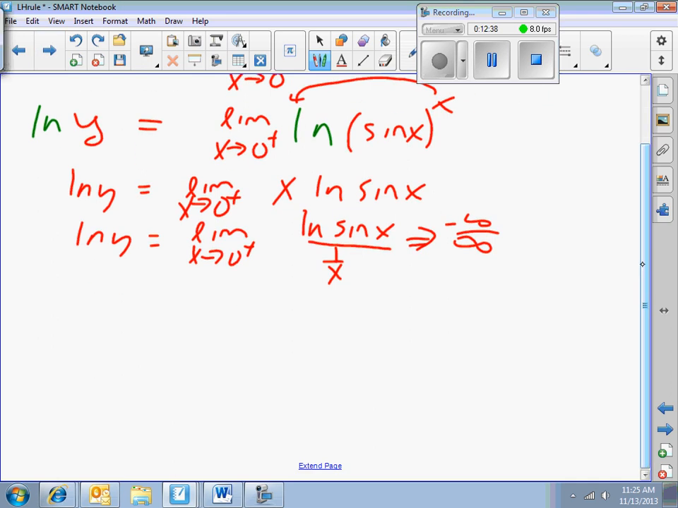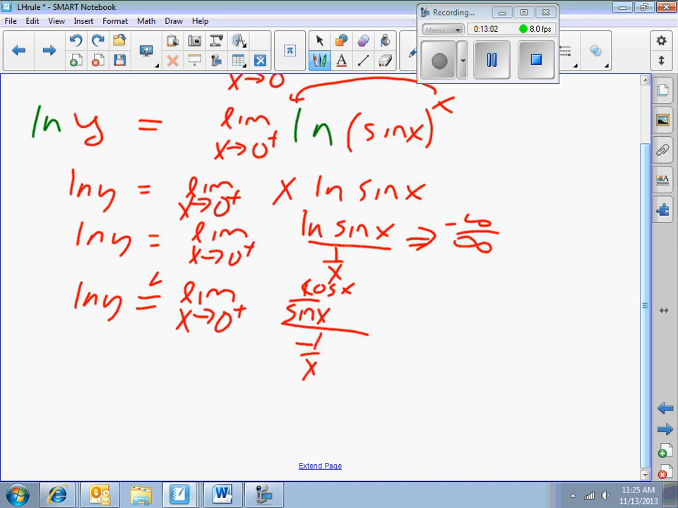So now I can use L'Hopital's rule. So the natural log of y by L'Hopital's rule is the same as the limit as x approaches 0 from the positive side. The derivative of the natural log of sine is simply 1 over sine times its derivative, which is cosine. And the derivative of 1 over x is negative 1 over x squared. In other words, that's the cotangent of x over negative 1 over x squared.